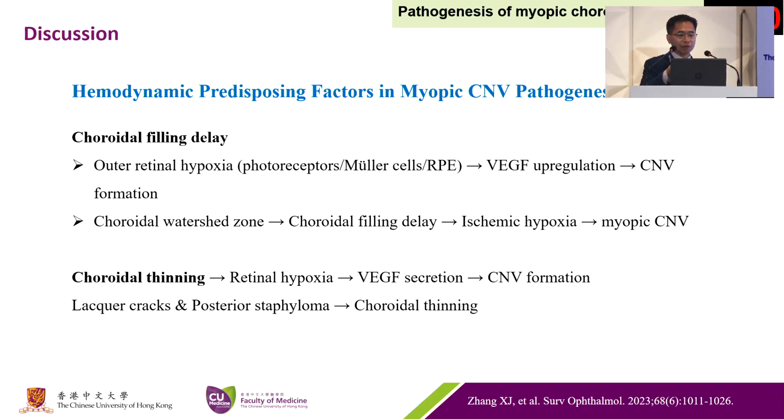When there is a choroidal filling delay, it can cause outer retinal hypoxia, which can induce VEGF upregulation causing the CNV formation. The choroidal watershed zone is also one of the factors causing the choroidal filling delay, and again this leads to hypoxia causing the myopic CNV. Choroidal thinning is also one of the potential causes of retinal hypoxia, which induces VEGF secretion and CNV formation. The previous mechanical lesions, such as the lacquer cracks and the posterior staphylomas, are also causes of choroidal thinning, which induces all these hypoxia mechanisms.